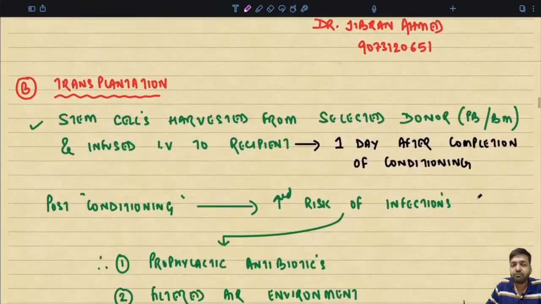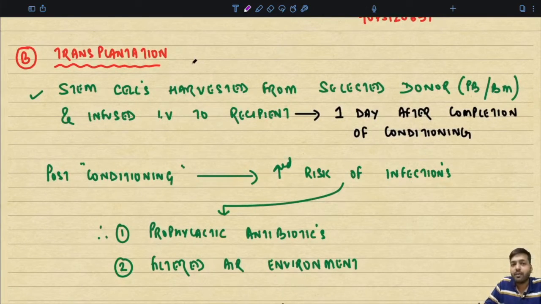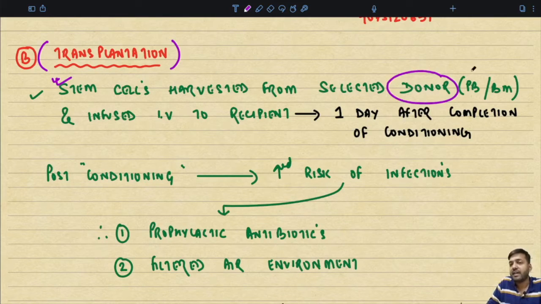Now, the second important step in allogenic hematopoietic stem cell transplantation is the transplantation. It is the process wherein the harvested stem cells from the selected healthy donor, whether from peripheral blood or from the bone marrow, are infused intravenously to the recipient. It is done 1 day after the completion of conditioning.